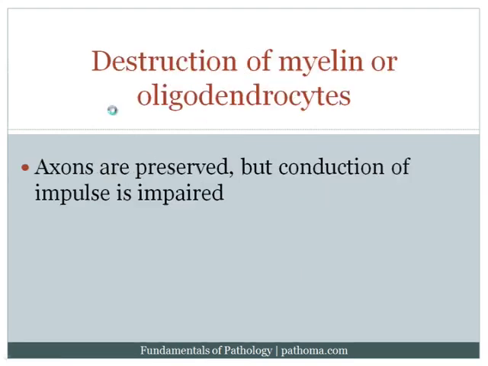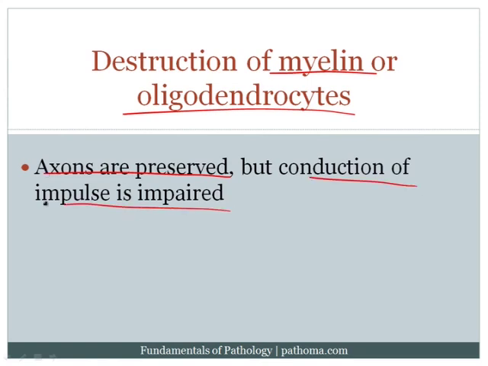In a demyelinating disorder, you get destruction of the myelin or the oligodendrocytes. And again, here we're going to focus on the central nervous system, so the oligodendrocytes. In this particular case, the axons are preserved, so you don't damage the axons, but the conduction of the impulse across those axons is going to be impaired.